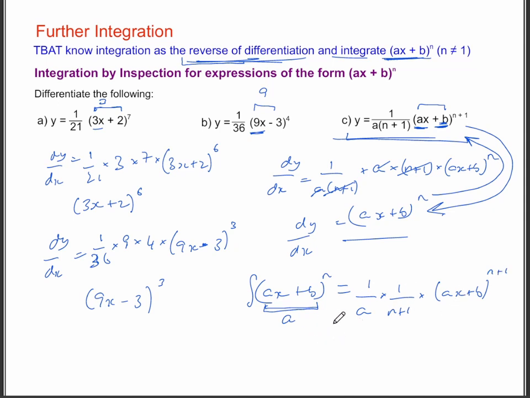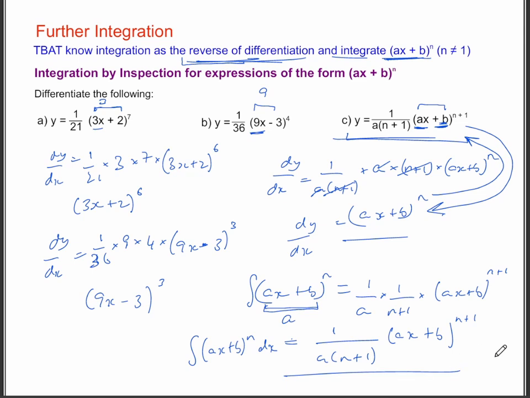So this is what you end up with, and obviously if you simplify, you get 1 over a times n plus 1 times ax plus b power n plus 1. And that is the integral of ax plus b power n with respect to x. And obviously we shouldn't forget always, we have our plus c at the end.